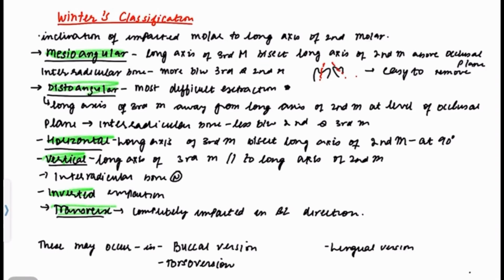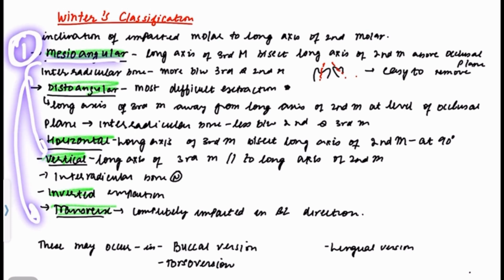In this video, let's see the Winters classification and the Pell and Gregory classification. So what is Winters classification? In this we see the inclination of the impacted third molar to the long axis of the second molar. So in this we have to understand one in order to understand all of the rest. There are 6 types: mesioangular, distoangular, horizontal, vertical, inverted and transverse.